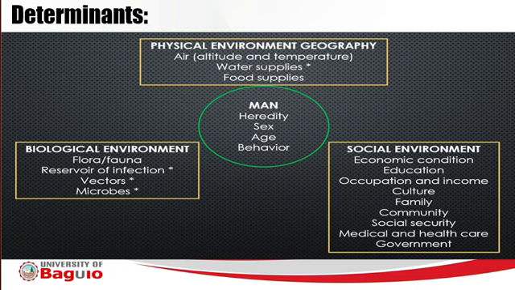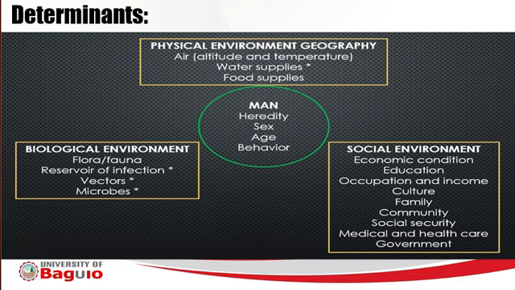Okay, so these are the different determinants of a health problem: physical environment, geography, biological environment, social environment, and even the man itself. So we have heredity, sex, age, and then behavior.